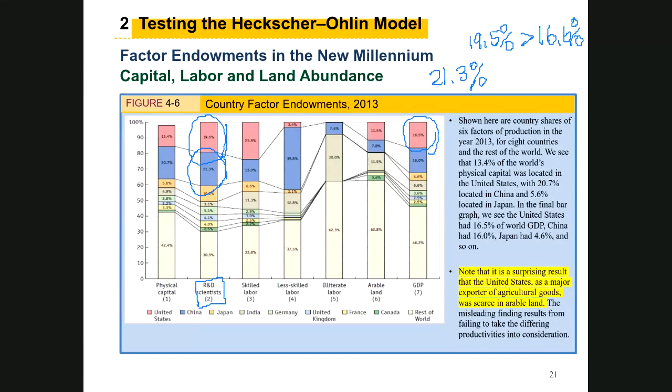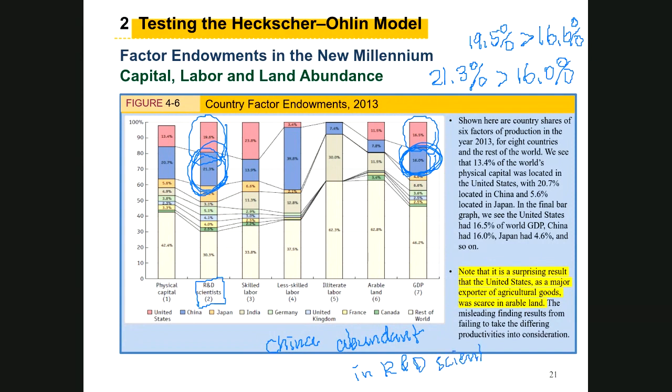It's 16, and this is because the Chinese GDP share of the world GDP is 16, right? So we could conclude that the share of Chinese R&D scientists is larger than its share of the world GDP. So China is also abundant in R&D scientists, right?